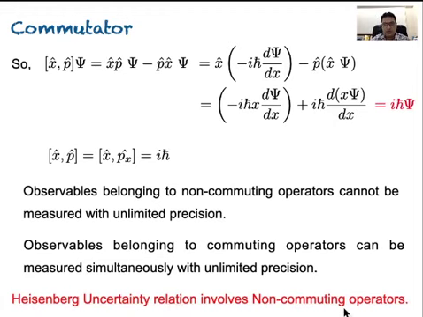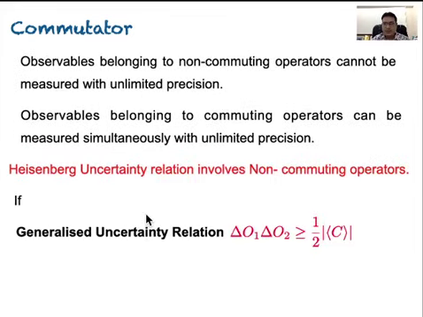Now, this is related to the Heisenberg uncertainty principle, and the Heisenberg uncertainty relation involves non-commuting operators because there is an upper cutoff on the unlimited precision in the measurement. This is the generalized statement of the uncertainty relation, and it is what I could call the correct way to describe the Heisenberg uncertainty principle. What we did earlier was more like hand waving, but this is a more appropriate way, a correct quantum mechanical description of the Heisenberg uncertainty principle.